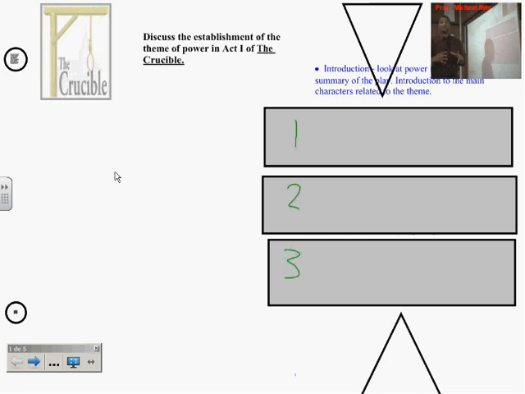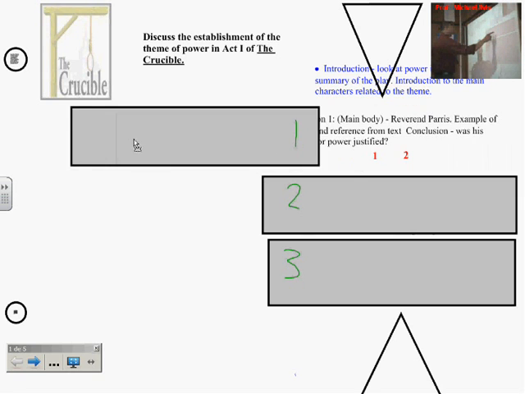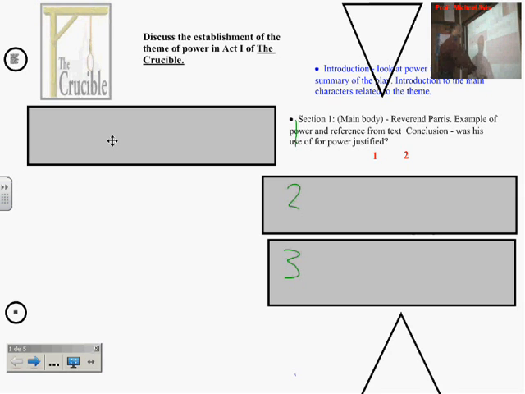The second argument that we see in the text is going to be section 2. And in section 2, as mentioned in the introduction, is going to deal with Abigail Williams. In this case, we'll talk about examples of power and reference from the text, the same as paragraph 1. We'll talk about the result of her power and with reference from the text. And we will talk about the conclusion, was her use of power justified, and did she succeed in controlling her peers, as stated in the introduction.